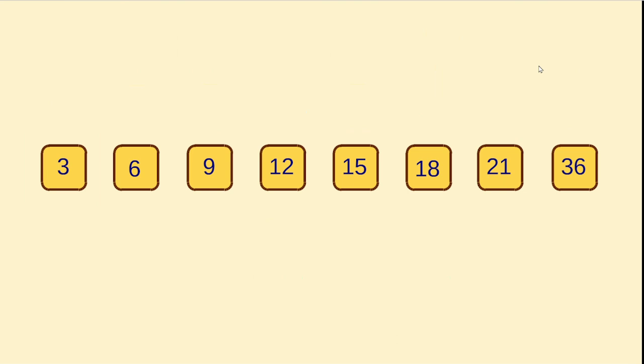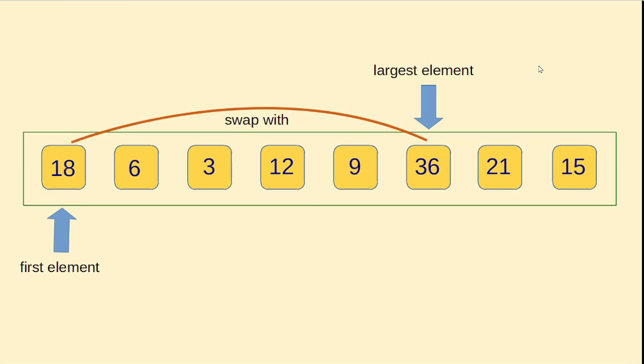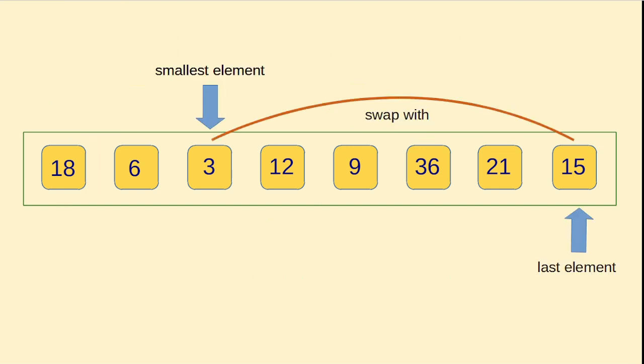If you want to sort in descending order, then you will have to find the largest element and swap with the first element in the first pass and follow the same process in the other passes. That will give you the array sorted in the reverse order, in the descending order. Or you can find the smallest element and swap with the last element and follow the same process.